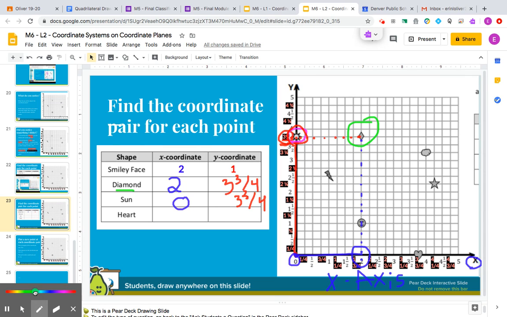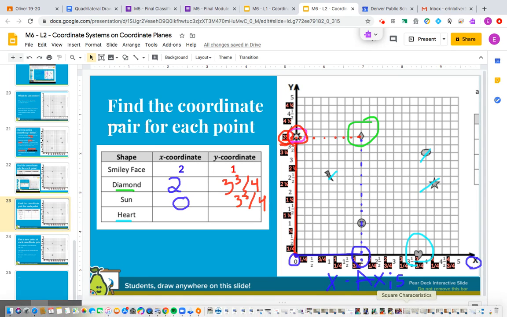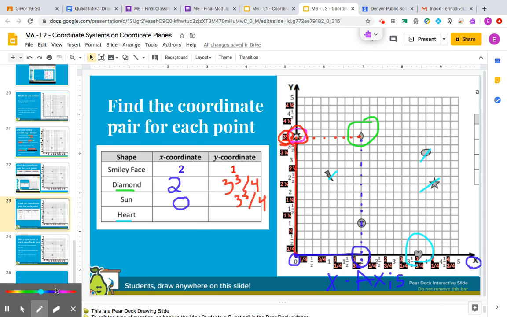Now finally, let's look at the heart. My heart, that's not a heart. That's not a heart. That's not a heart. Found my heart. And again, we go through that same process. It's on the x-axis, and now I just have to figure out how far from the origin it is. And it seems to be hitting point 3 3/4. If I erase this, you can see a little bit better. 3 3/4.